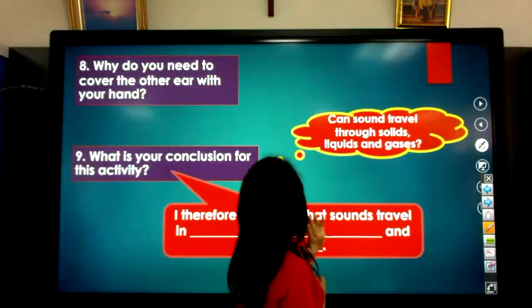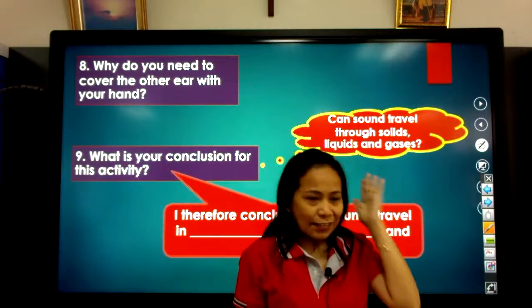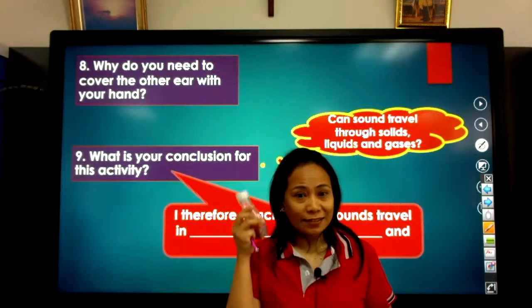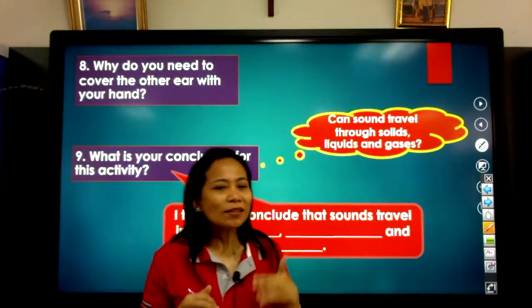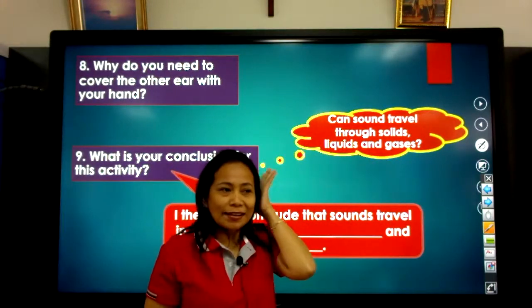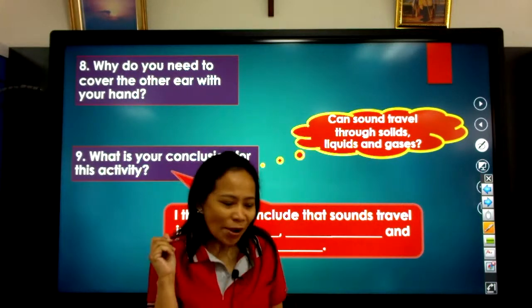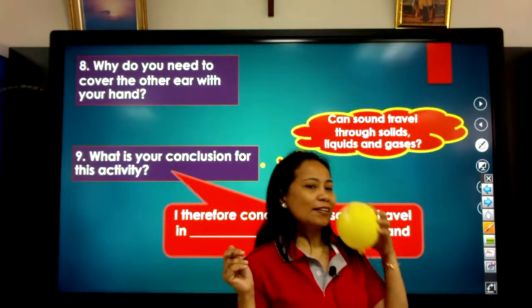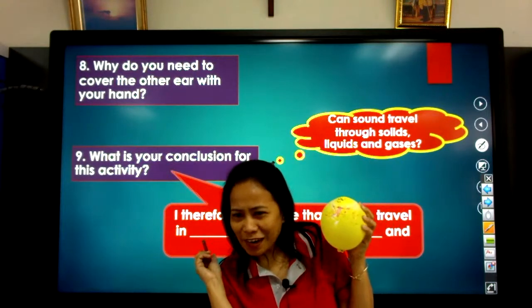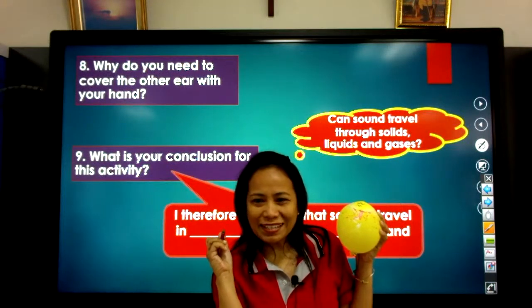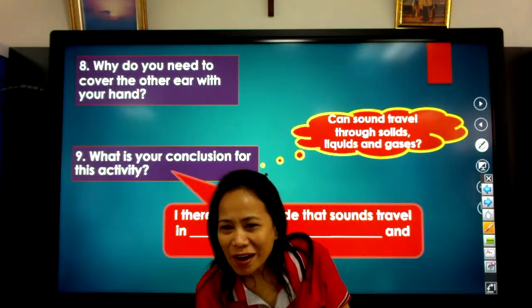Okay, so next. Why do you need to cover the ear? Master Vic did that, right? So, before he listened to the sound like this, he covered the other ear, right? So, what is the reason? Do you think? Any idea? What is the purpose? Why do we need to cover the other side? Who can answer? We do everything in gas, so we cover the other ear. To make it louder, to make it faster. So anybody can hear it clearly.